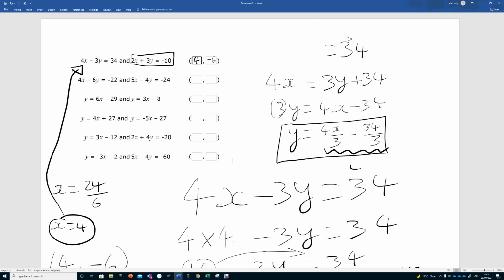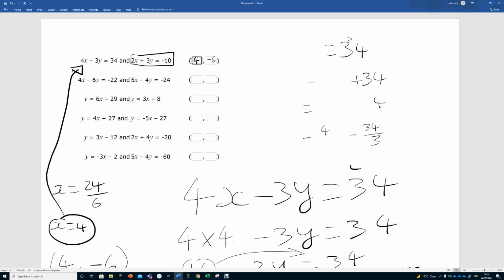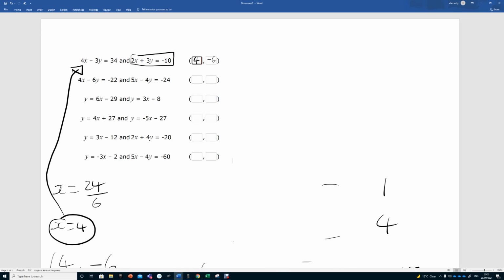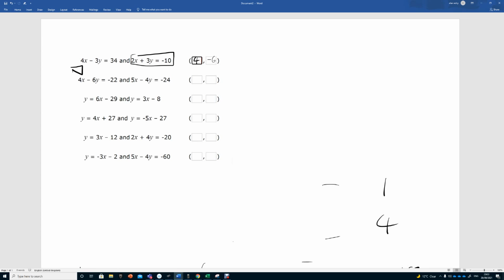So let's look at a harder one. I'll go for the second one. The rest of these aren't too bad actually, because they give you an expression where y is the subject, which makes your life a lot easier. So for the second one, you've got 4x minus 6y equals minus 22.